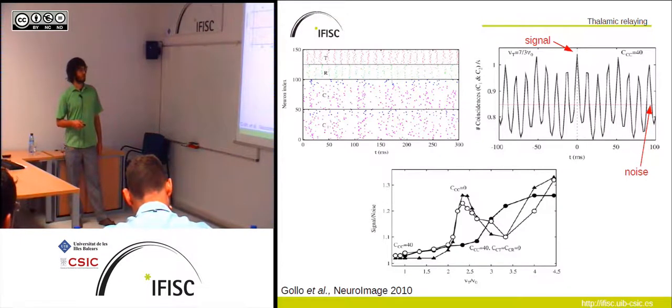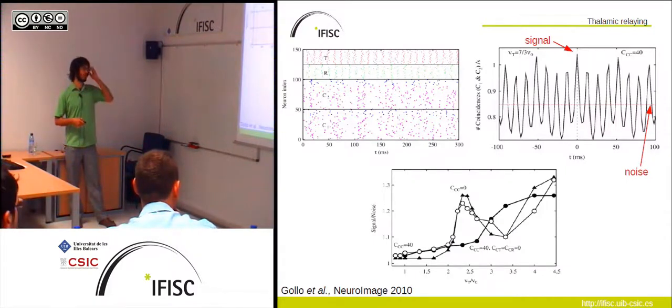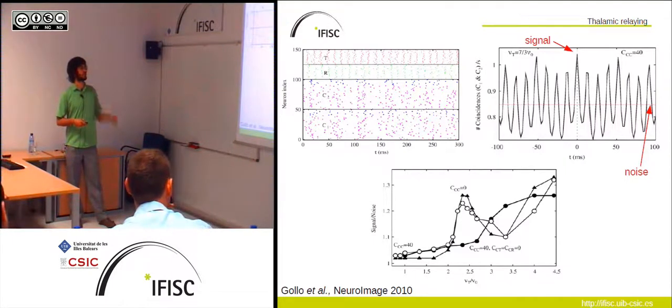And the feedback from the cortex to the thalamus is very important. If one removes the feedback from the cortex to the thalamus, this enhancement disappears.